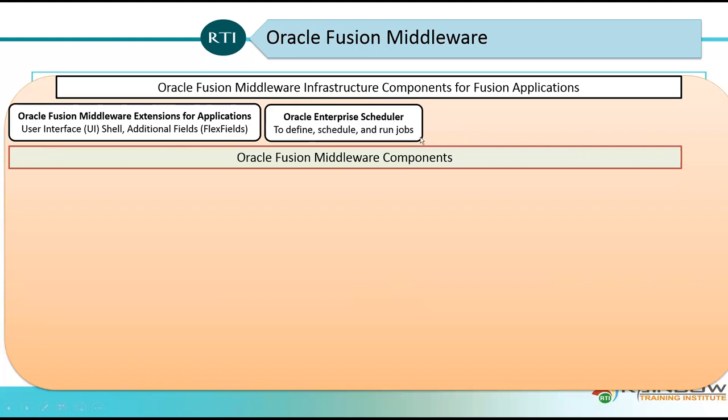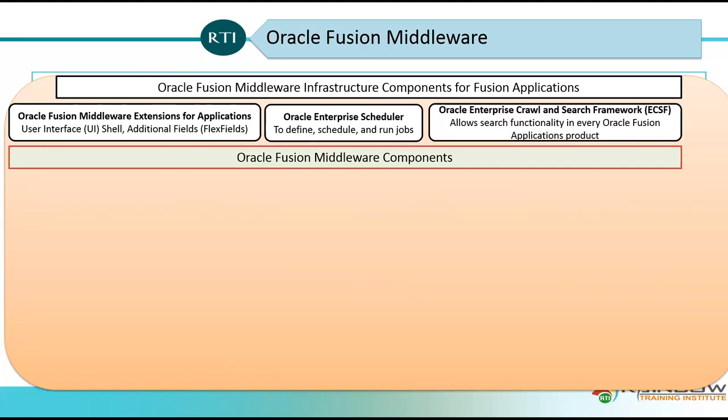I would say in Oracle applications, we have something called Oracle Concurrent Manager. Oracle Concurrent Manager could be the same as Oracle Enterprise Scheduler, where we can define the jobs, schedule the jobs and run the jobs. We can create request sets, and in the request sets we can have serial execution, parallel execution, or a combination of serial and parallel execution. We can do that. Okay. And the next one is Oracle Enterprise Crawl and Search Framework.